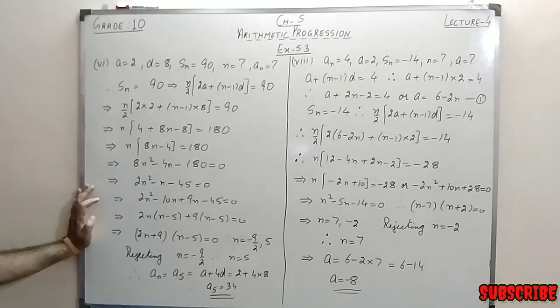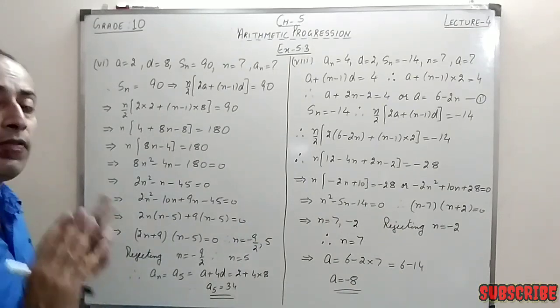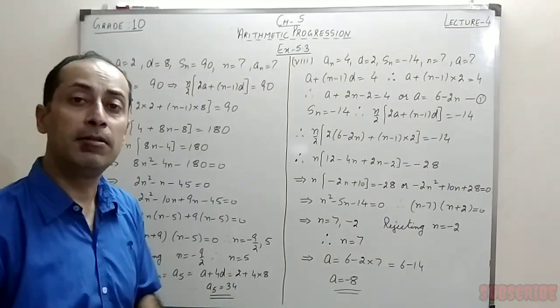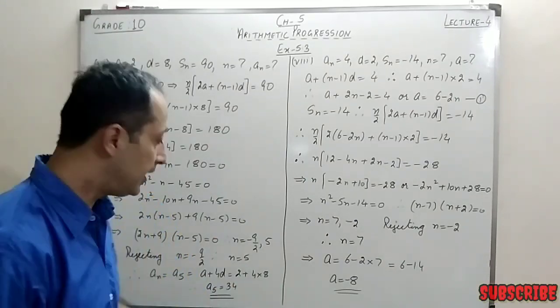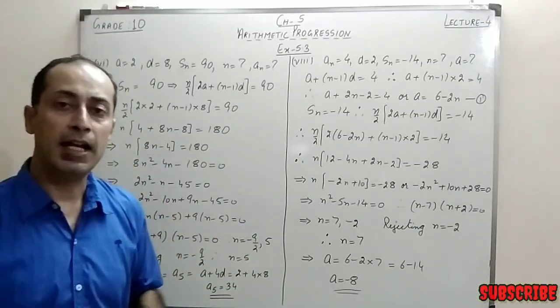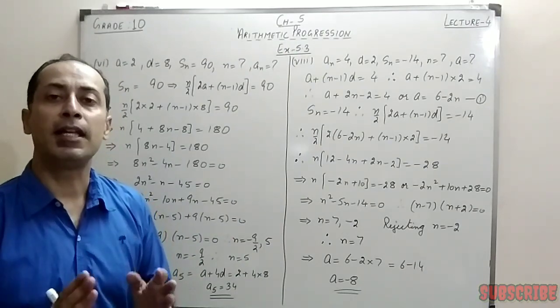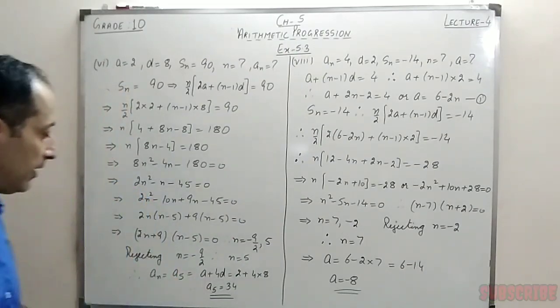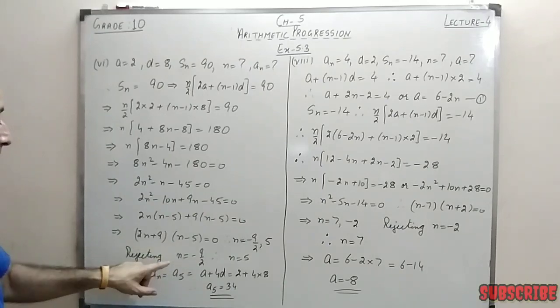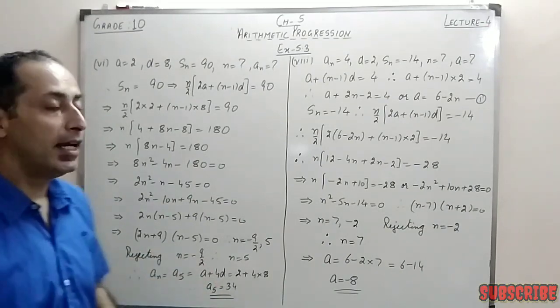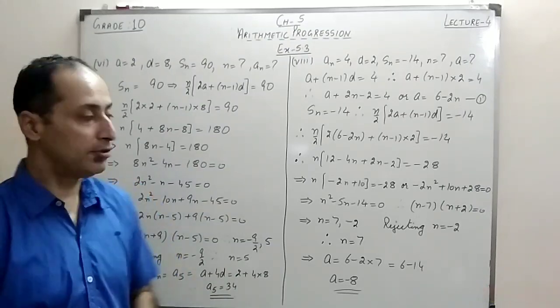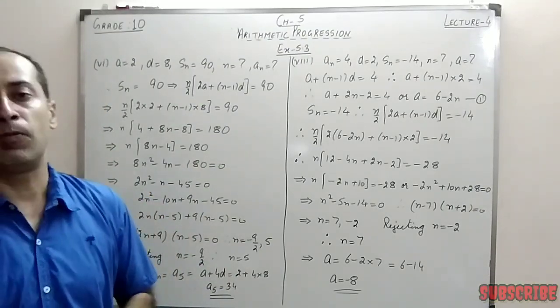Now we know that n is the number of terms, and the number of terms cannot be negative, and it can't be a fraction. That is why we will reject n equals minus 9 by 2. So we have rejected the value of n equals minus 9 by 2 and we get n equals 5. So this is how we find the value of n.